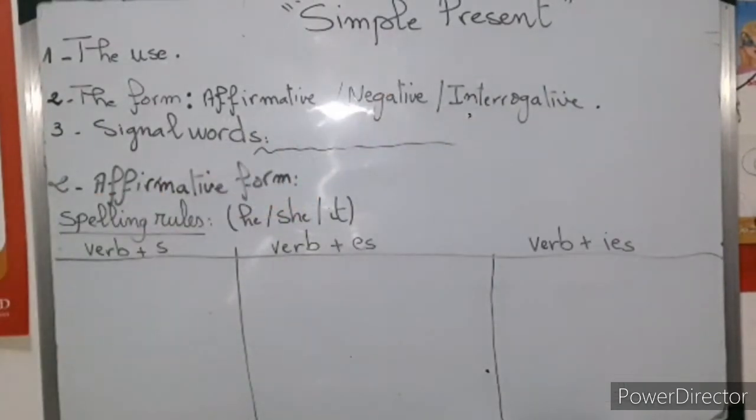Affirmative, negative, and interrogative, okay? So we have 3 forms. Let's start with the first one, which is the affirmative form, okay? For the affirmative form, we have to know that we have 3 changes.